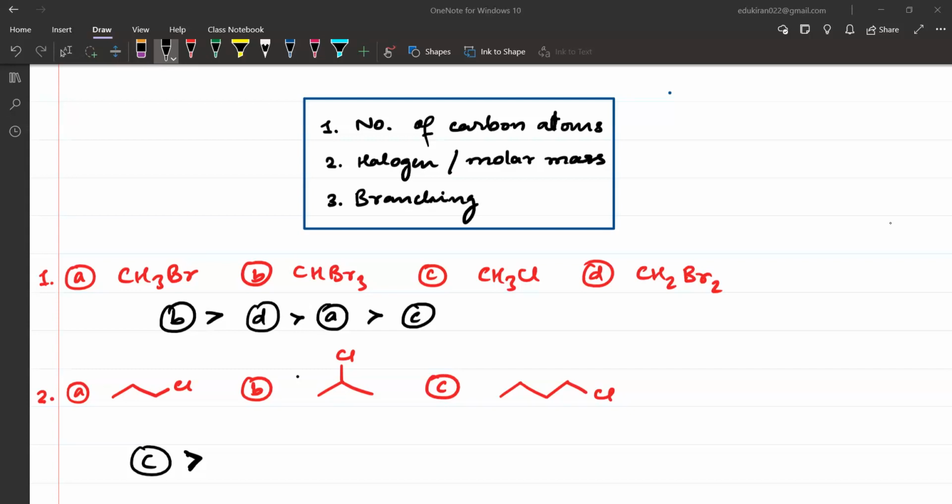Then you will look at the third thing, that is branching. Boiling point is inversely proportional to branching. Please remember that. Branching should be less; that will give more boiling point. So which has less branching, A or B? A has less branching. So the order is C, A, and then B.